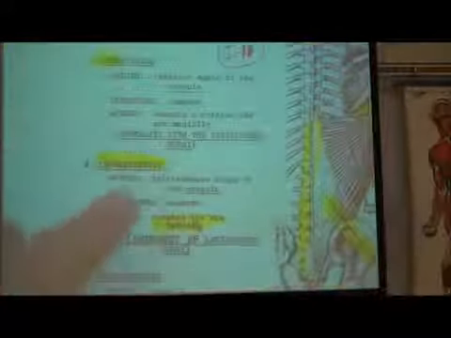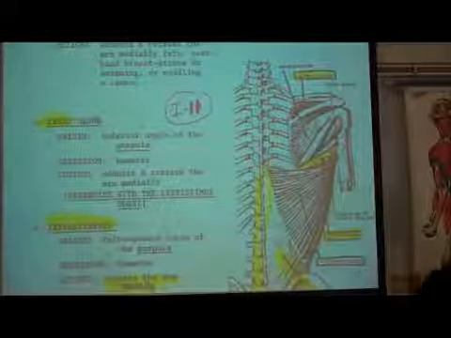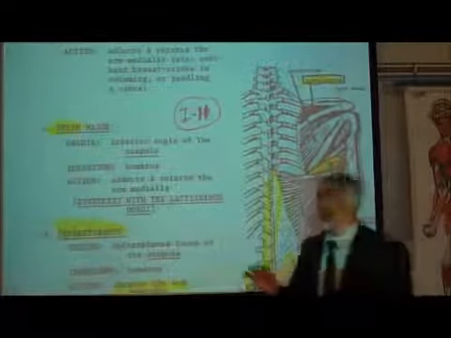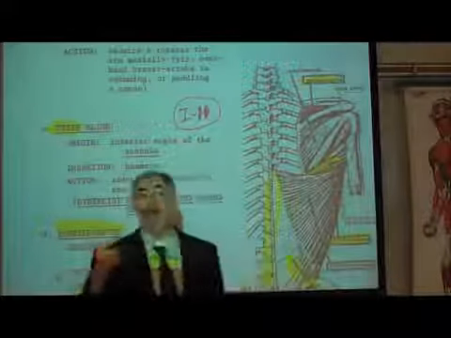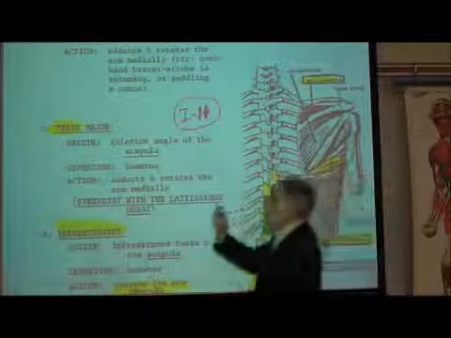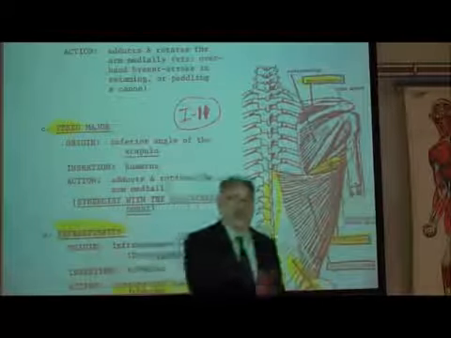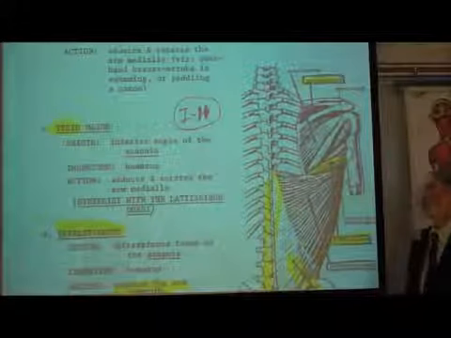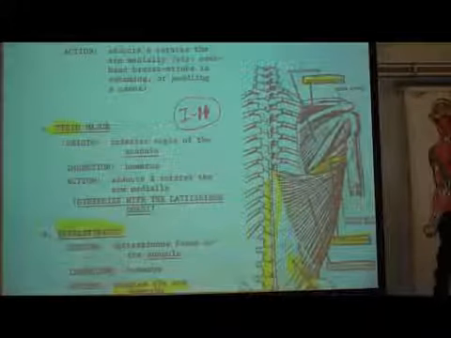The next muscle listed is the teres major. Now, the word teres, I'm going to tell you what it means. You're going to see this word again. The word teres means little round muscle. Means small and round. So teres major is a little round muscle.